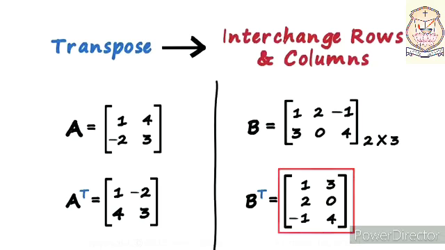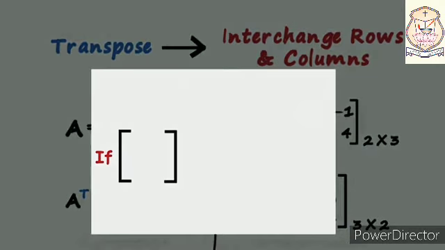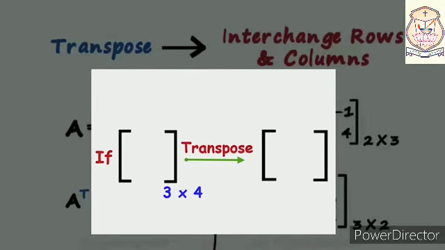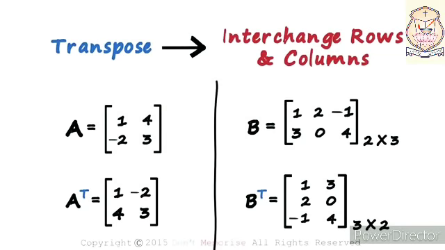And B transpose has 3 rows and 2 columns. 3 by 2. The order is also reversed. 2 by 3 becomes 3 by 2. If the matrix is of order 3 by 4, then its transpose will be of the order 4 by 3. We will look at more examples over the next few sessions.